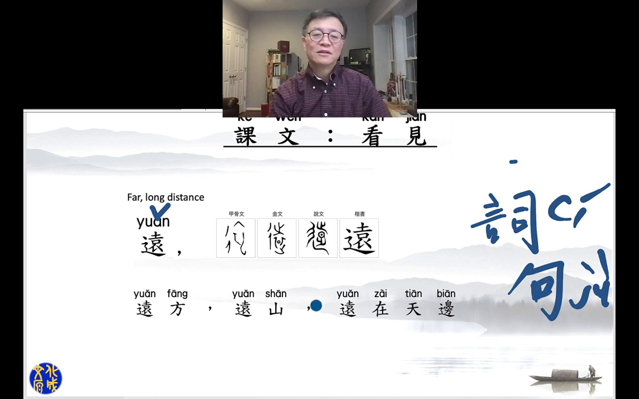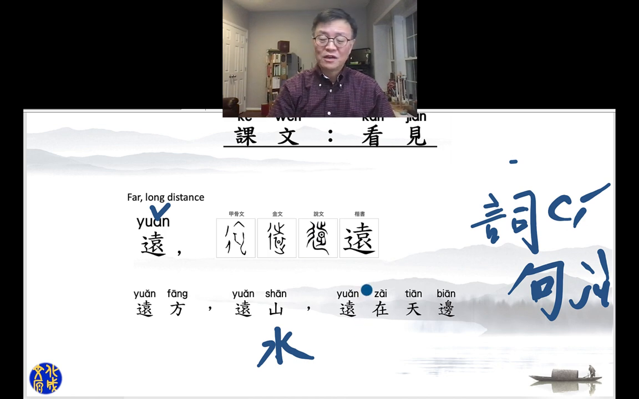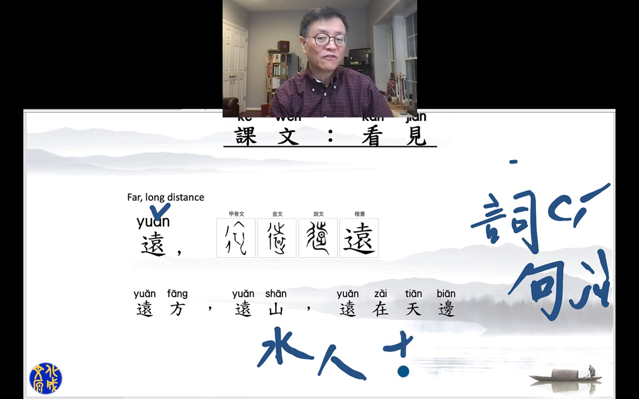远方, 远山. Can you say the water far away? 远水. You can say 远水. Water very far away, like from here to the Atlantic Ocean is, for me from New York, driving about 2 hours. That's 远水. Or the Pacific Ocean, I have to cross the whole continent of America. That's even further, that's also called 远水. If a human is too far away from me, 远人. What about 远木? Very far away, all of the trees.